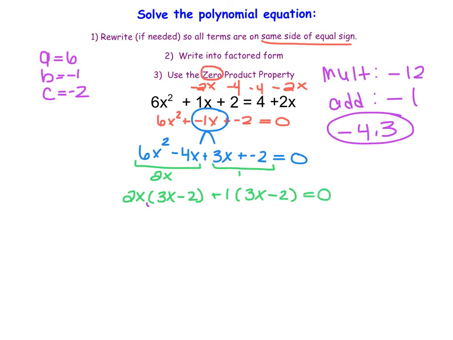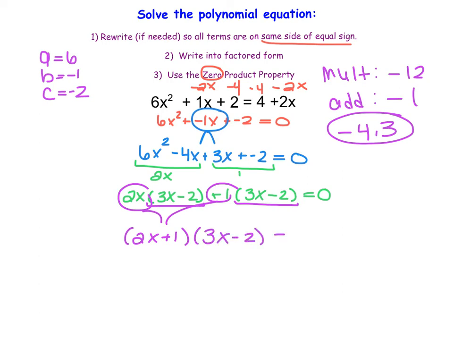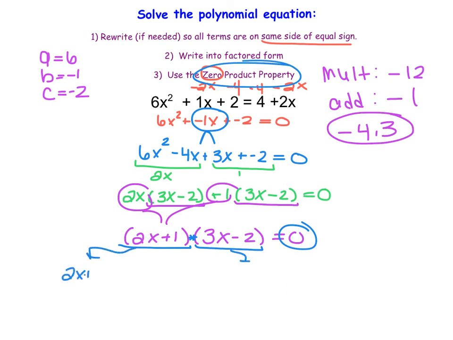Then from here I notice that I have matching parenthesis parts, so I can group together those coefficients in front. So we have both 2x and 1 being multiplied by 3x minus 2. And then from here I notice that I have a product of two items equaling 0. So I can utilize the zero product property and set each part equal to 0. So we have 2x plus 1 equals 0, so we subtract 1, divide by 2, and we find that one option for x is that it equals a negative 1/2.